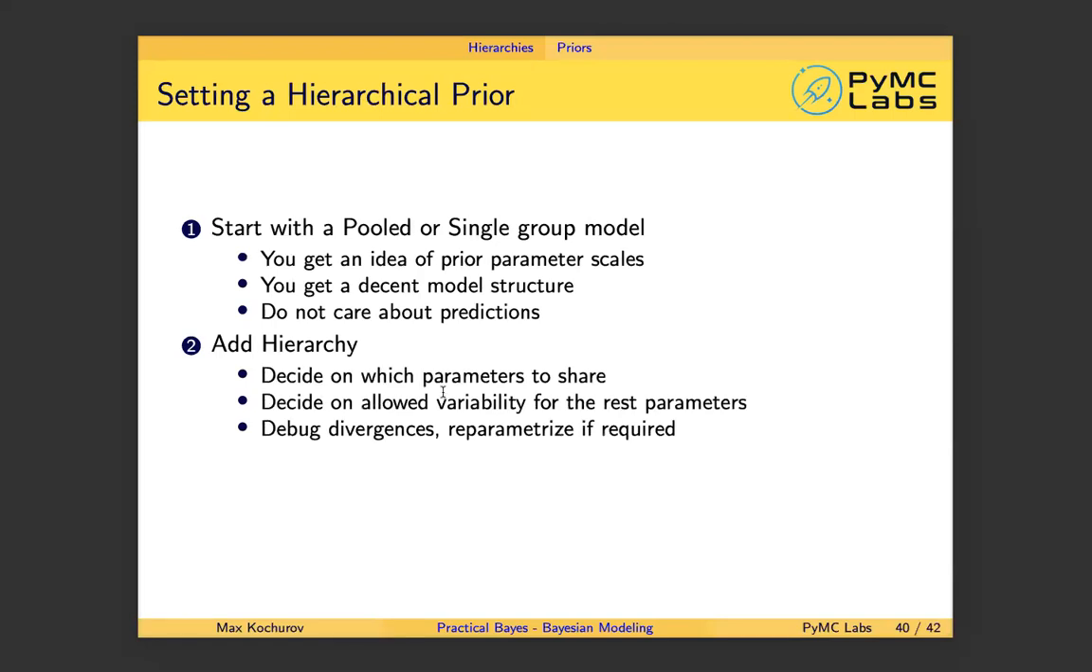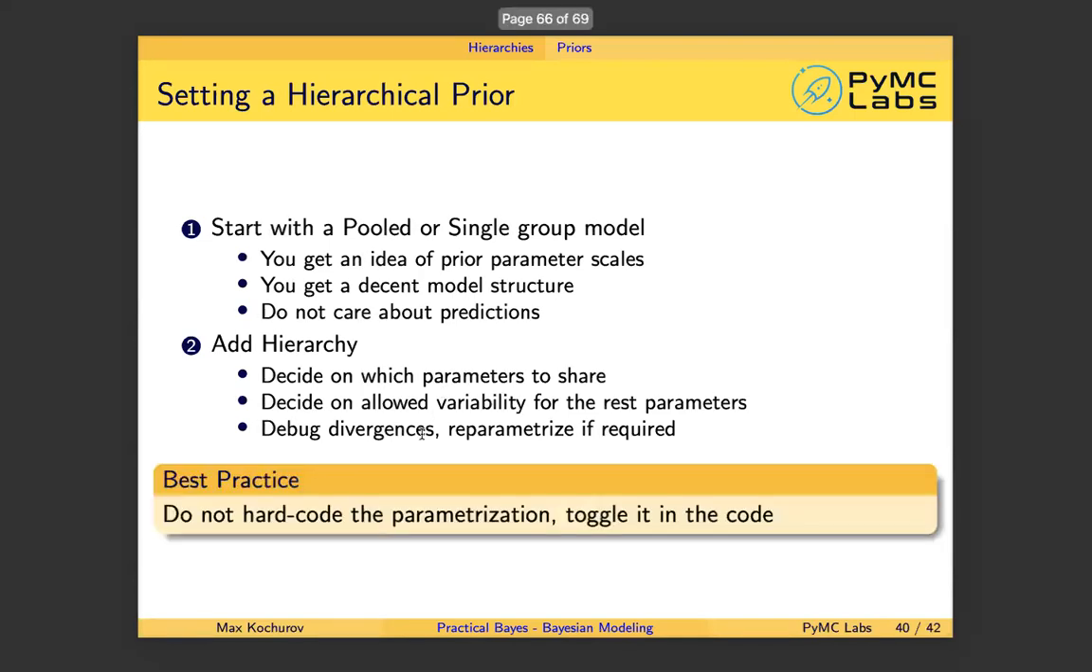When we go to hierarchy, we first need to decide which parameters we share across all the groups and which parameters, and to which extent, we allow to be variable between the groups. And then we debug. As a software suggestion, make it like a parameter: centered parameterization equals true or false. That would be very helpful to debug the model and try different parameterizations.